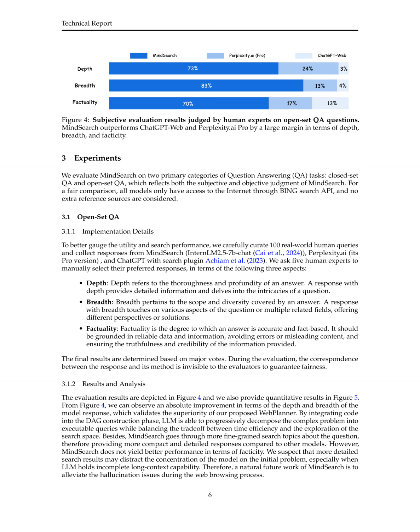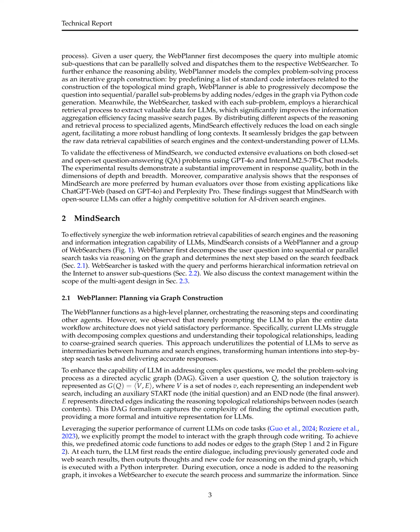Human experts manually selected preferred responses based on 3 key metrics: depth, breadth, and factuality, ensuring a comprehensive assessment of response quality. The results indicated a significant improvement in response depth and breadth for MindSearch, although factuality did not show the same level of enhancement. This experimental design, which included both subjective evaluations by human experts and quantitative comparisons against baseline models, effectively demonstrated the superior performance of MindSearch in integrating web information and reasoning capabilities.